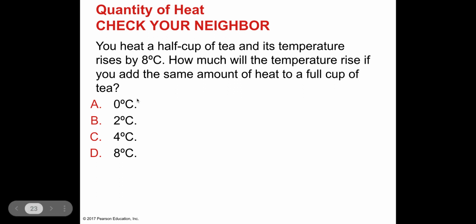You heat half a cup of tea and its temperature rises by 8 degrees Celsius. How much would the temperature rise if you add the same amount of heat to a full cup of tea? Because you've doubled the amount of matter, you are going to have half the temperature rise. When you double the amount of water, the temperature rise is going to drop to half, because it is an average.